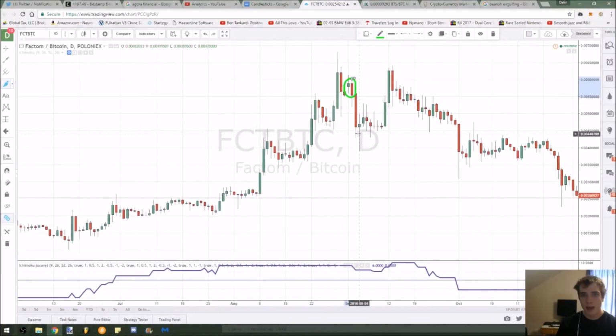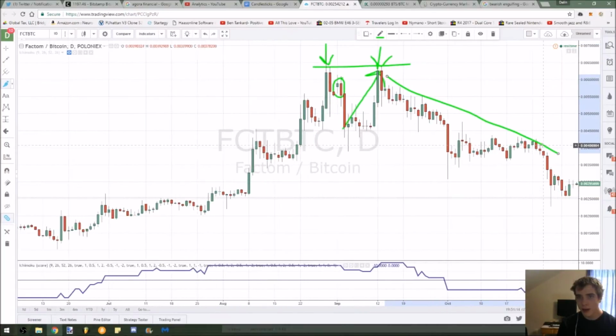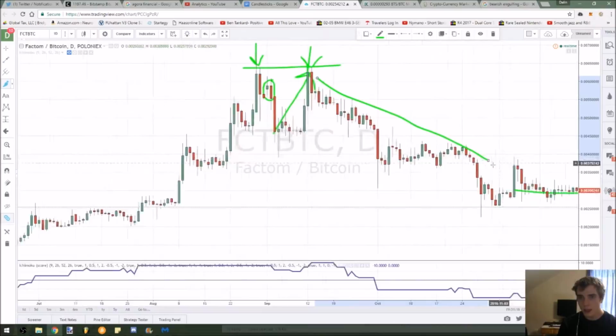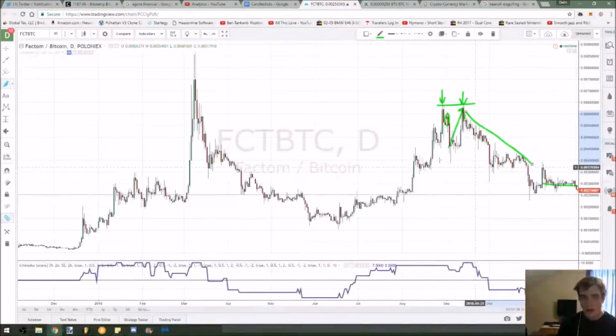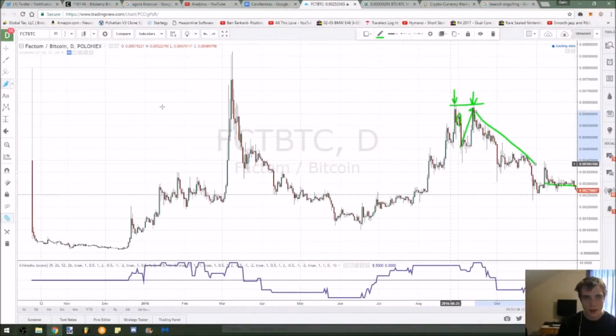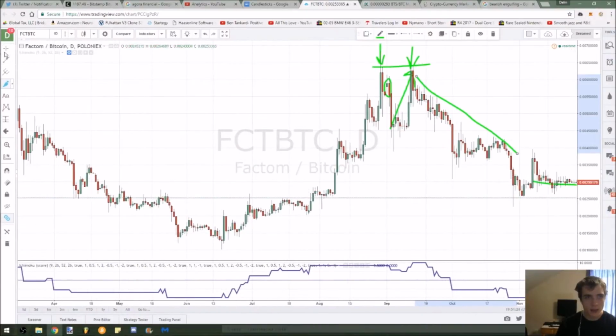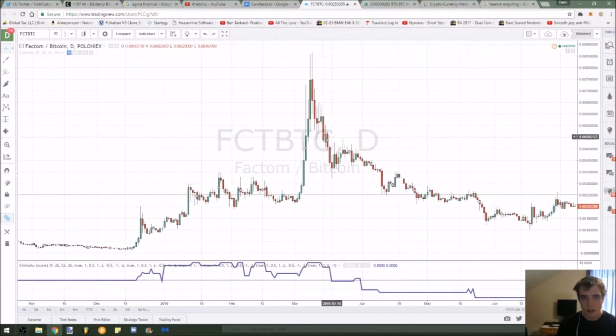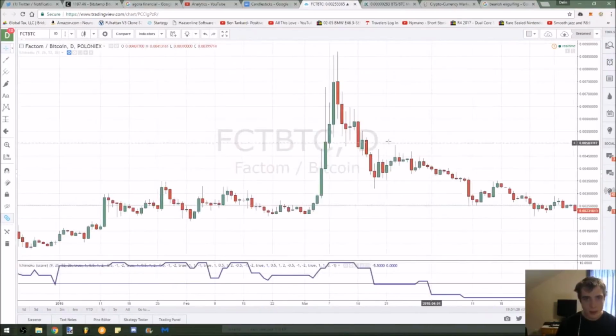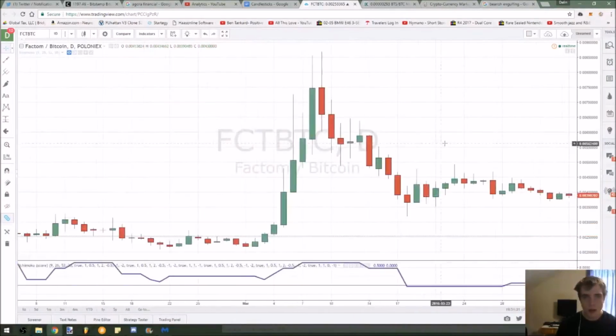And look what it did after that. It came up just to quickly test this double top right here that it made. And then after that double top that it made, it went down and started trending downwards. Quite significantly, it started trending downwards. Now let's go ahead and see if we can find another bearish engulfing candlestick inside of Factum and see if it holds true. This is a lot better one.